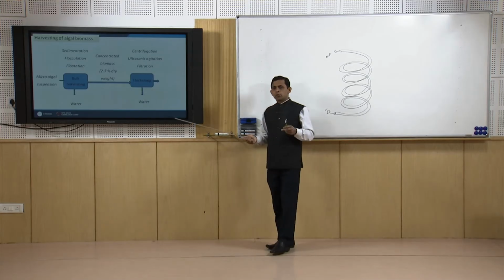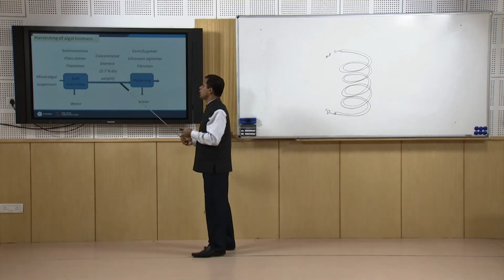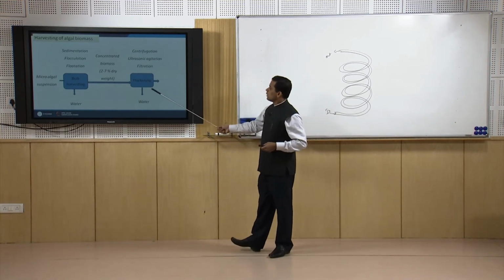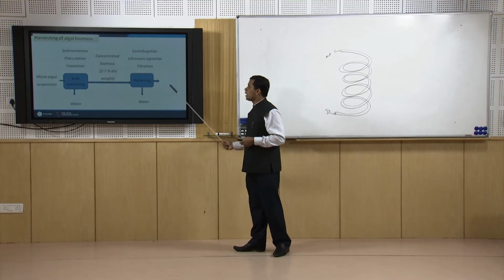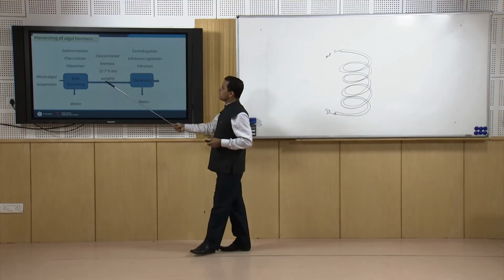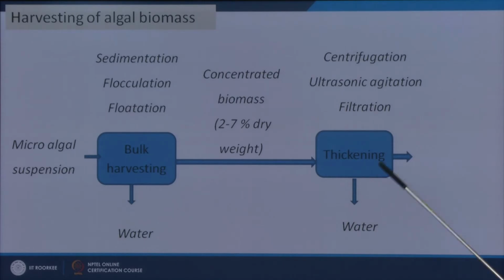Once we are getting that 2 to 7% dry weight biomass, further we will go for filtration. So, we will remove all the water present in it, and this water will go off and we will get dry biomass. So, this is the flow sheet for the harvesting, and it is a two step method: first is bulk harvesting and then followed by thickening.